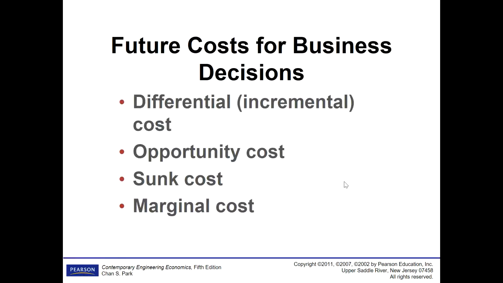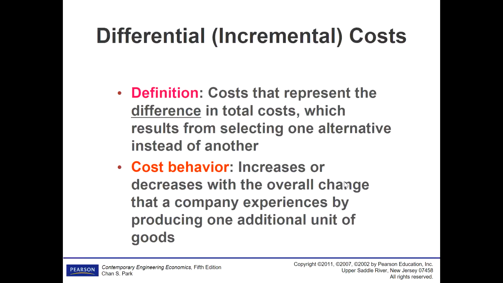First one is the differential, or we call it incremental cost. Incremental cost is the cost that represents a difference in total cost if we select one alternative instead of another. So basically, we have to see how a cost behaves if we increase or decrease with an overall change, for example, if we increase or decrease one additional unit of a product, what will be the changes in the cost. This is what we call differential cost.